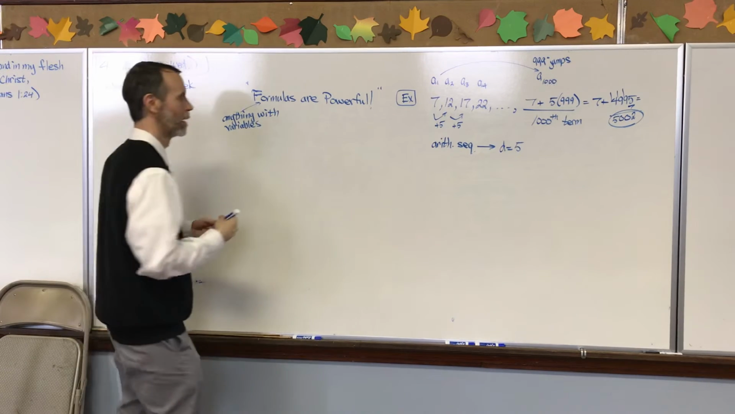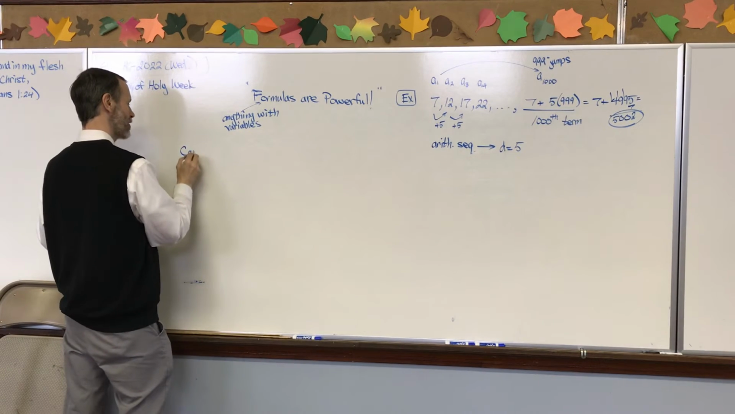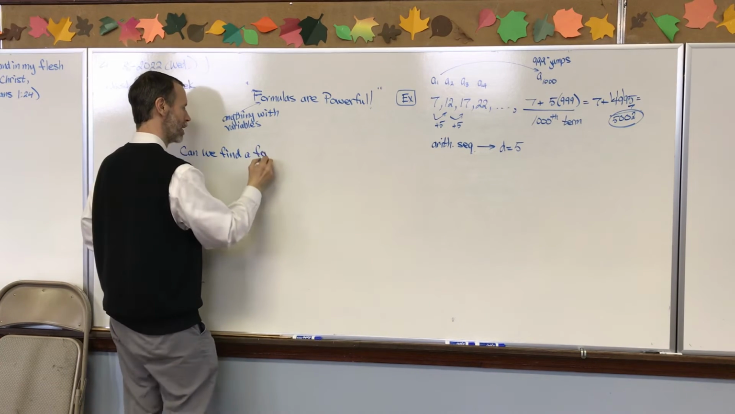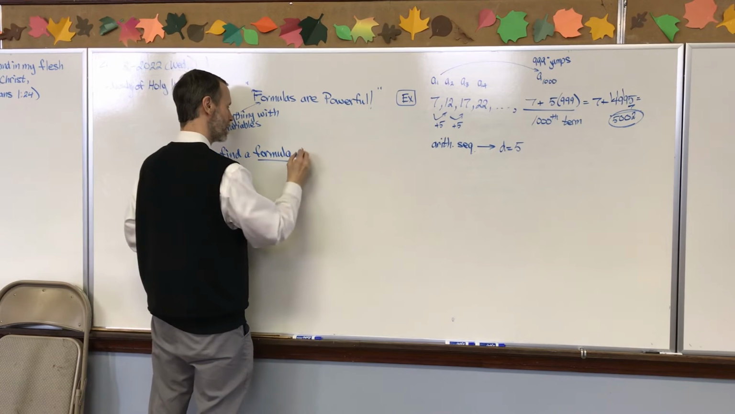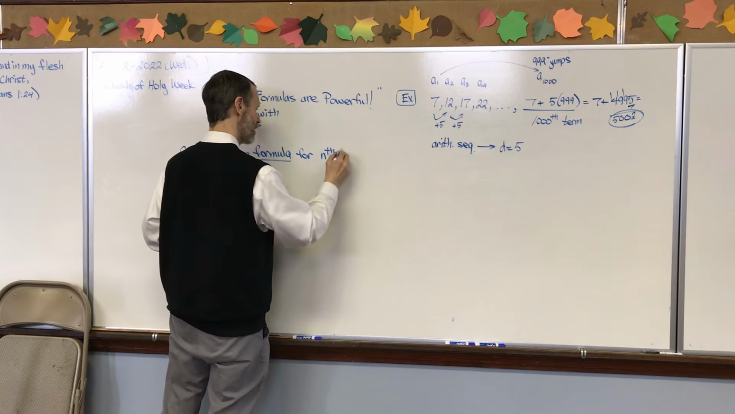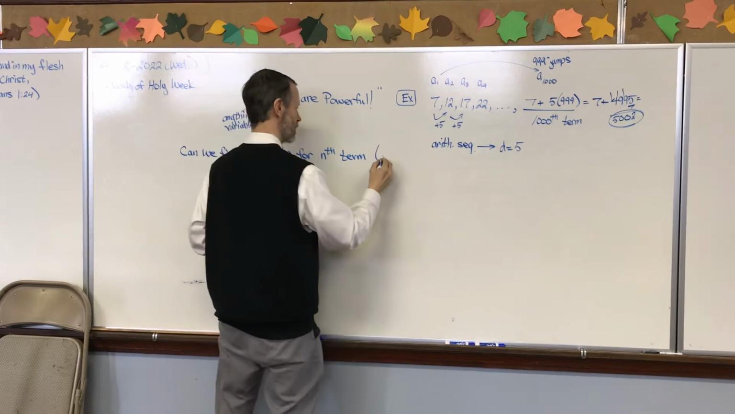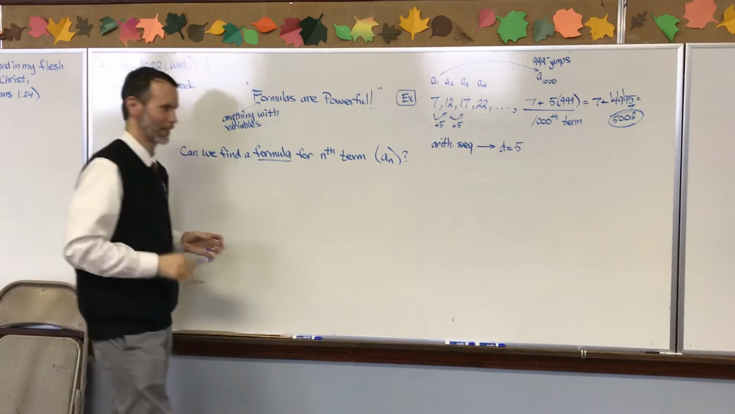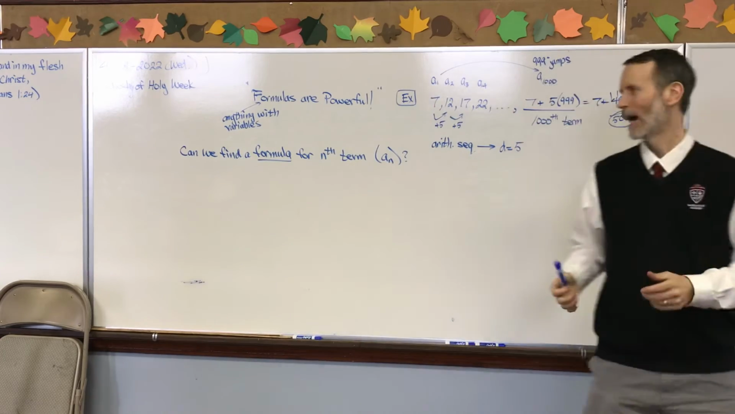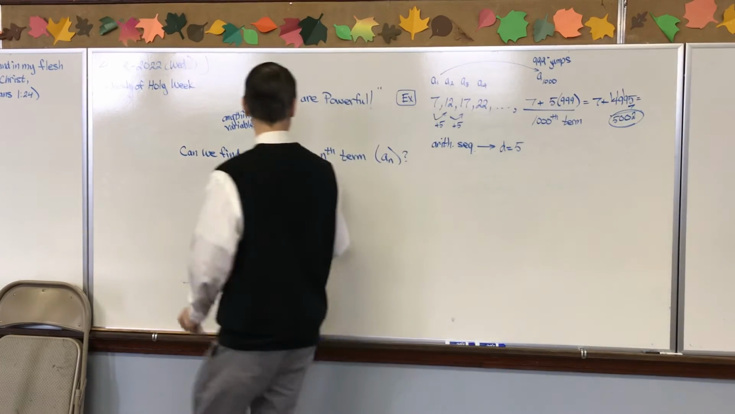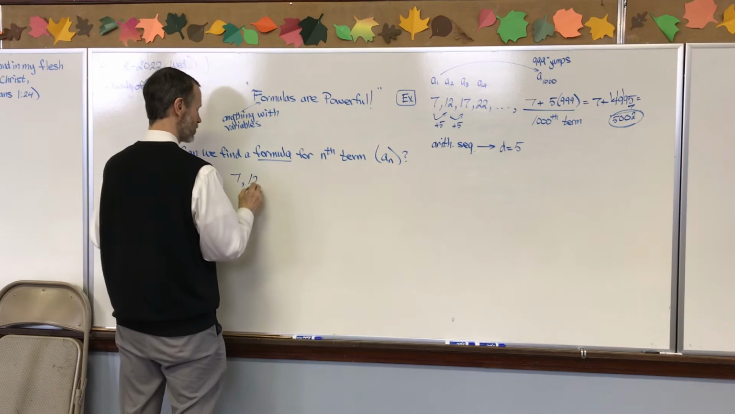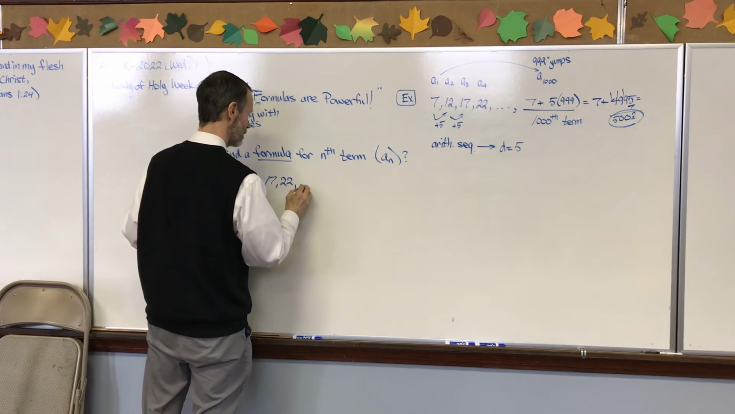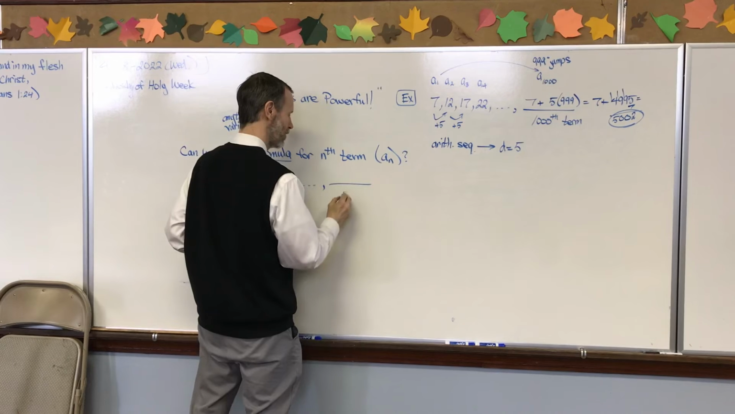Let me show you what I did. Here's the question. Can we find a formula for the nth term? Which basically means a sub n. Can we find a formula for that? The answer is maybe. Let's try it. 7, 12, 17, 22, blah, blah, blah. And then I want to go to the nth term.